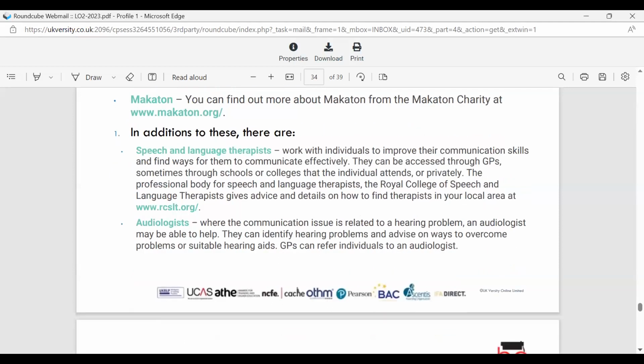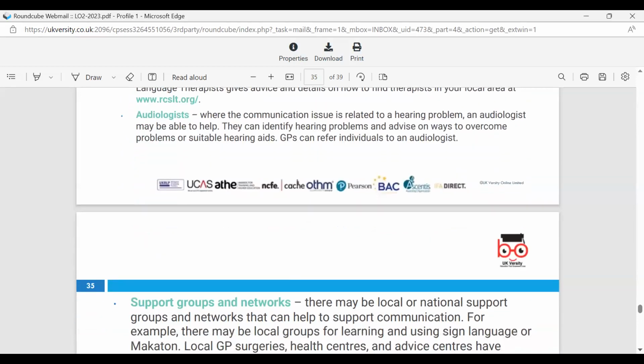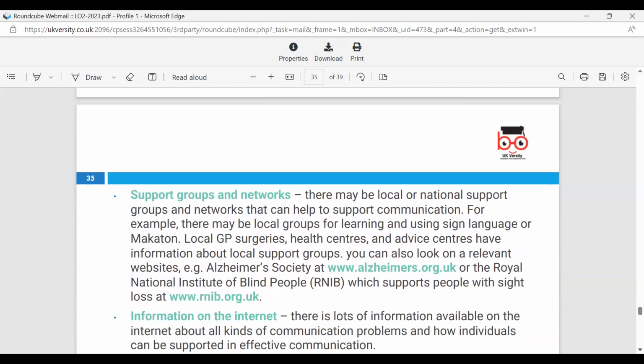The website is rcslt.org. Audiologists are related to hearing problems, and they may be able to help. They identify hearing problems and advise on ways to overcome these. And GPs normally refer people to the audiologist.